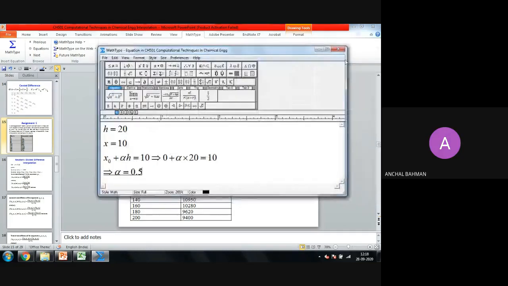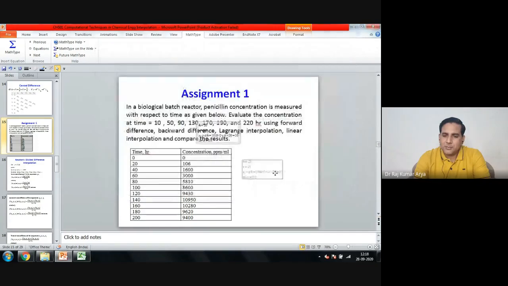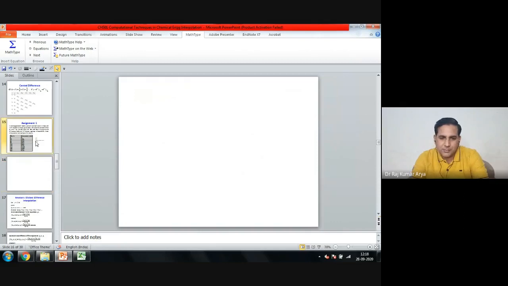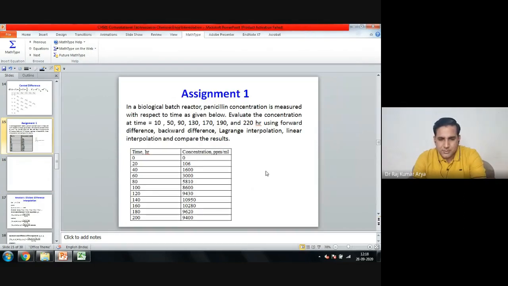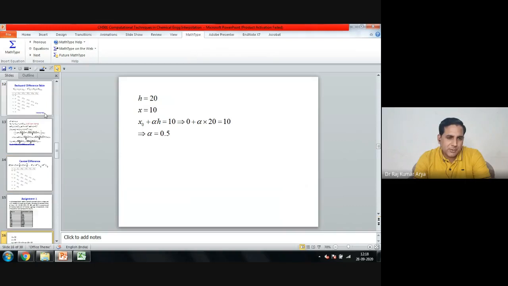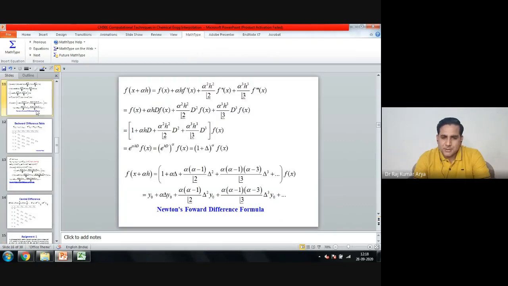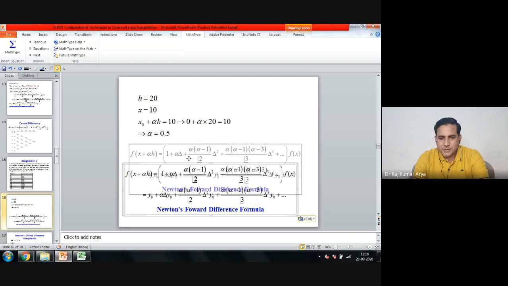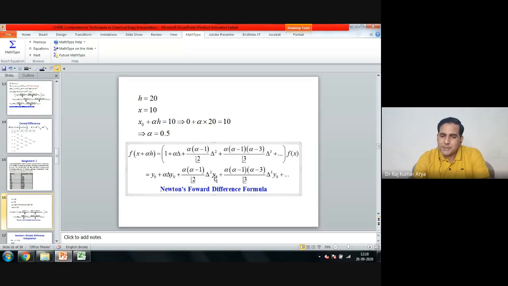So you got alpha for the first unknown value, right? If you want to calculate the value at the first unknown, that is your alpha here. So you can cut it here and paste it here. Now, can you use Newton's forward difference formula? Because now you have everything. This is Newton's forward difference formula. You can paste it here. Now can you substitute everything here?